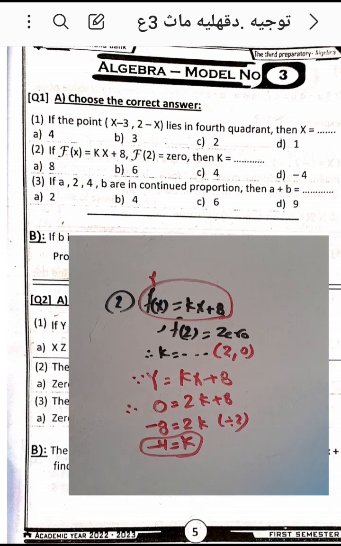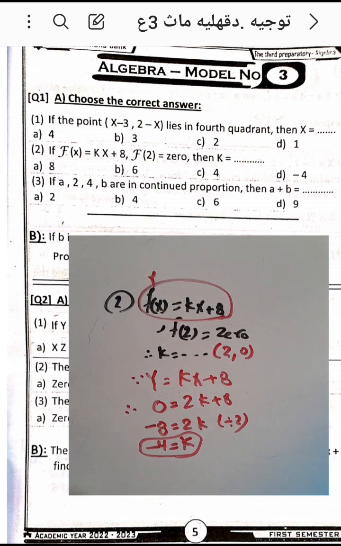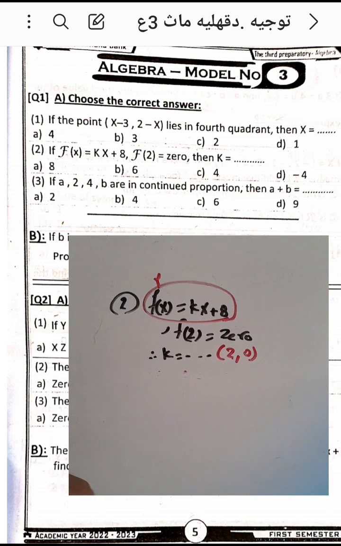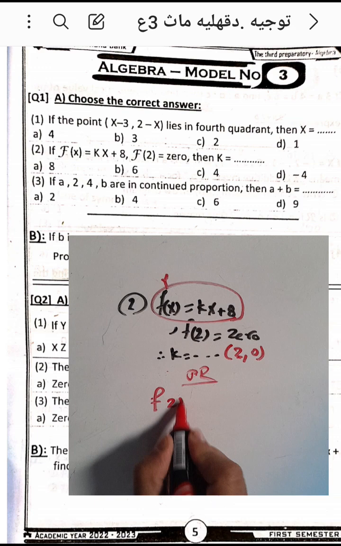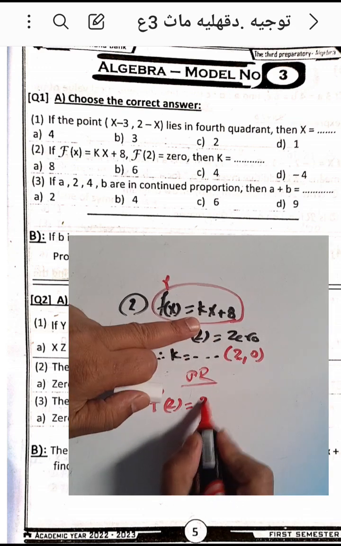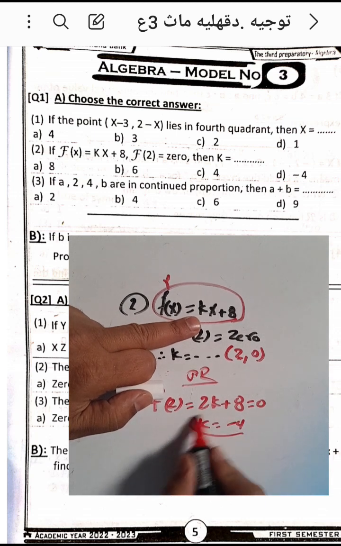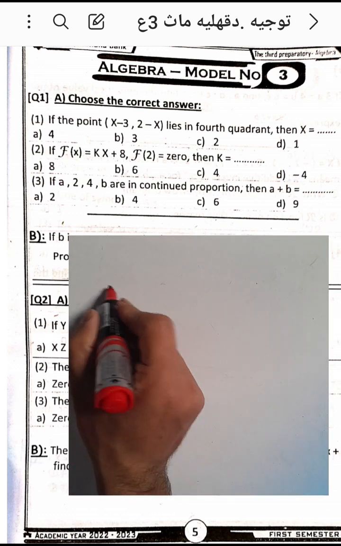Okay, understood? You can solve this example by another method: put f of 2 equals 2 times k plus 8 equals 0, then k will be negative 4, because negative 4 times 2 equals negative 8, plus 8 equals 0. Then the result will be negative 4. Choose letter D.